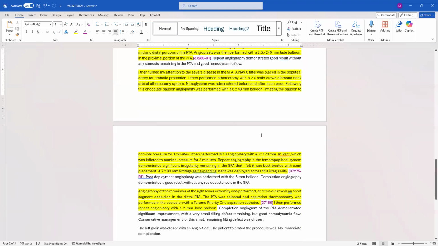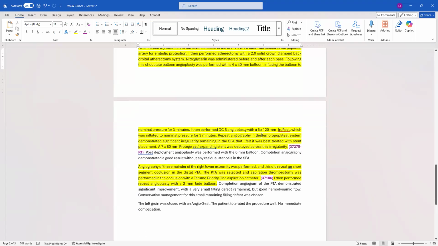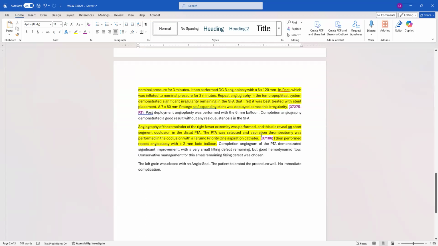Then when we go down to the last paragraph, the physician says that he had turned attention to the severe disease in the superficial femoral. Then we see embolic protection is placed, and then an atherectomy is performed. And then also angioplasty was performed as well. And then a stent was also placed. So if we're going down to the second page, so we've had angioplasty, we've seen atherectomy, and then we ultimately see a stent placed.